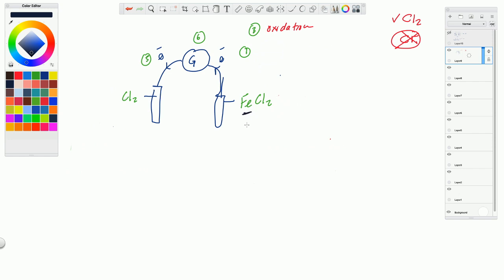this Fe2+ becomes Fe3+. Okay, and this is chloride. This will become chlorine.